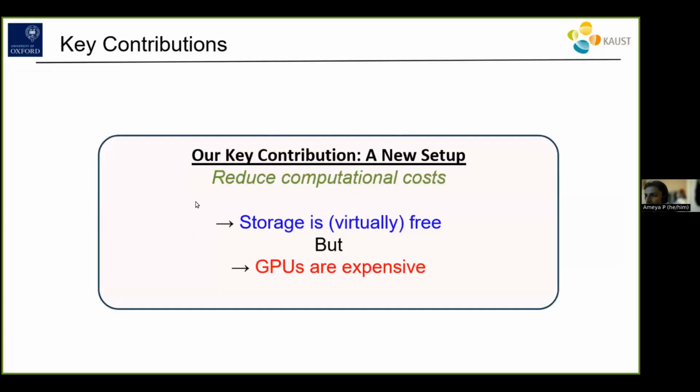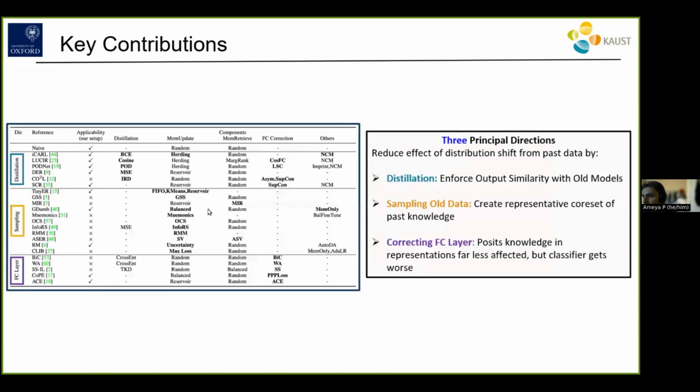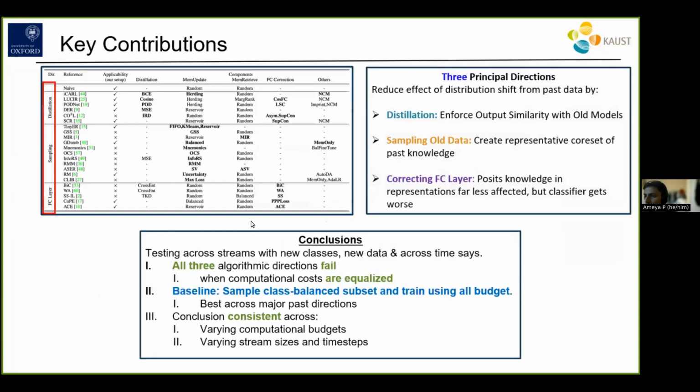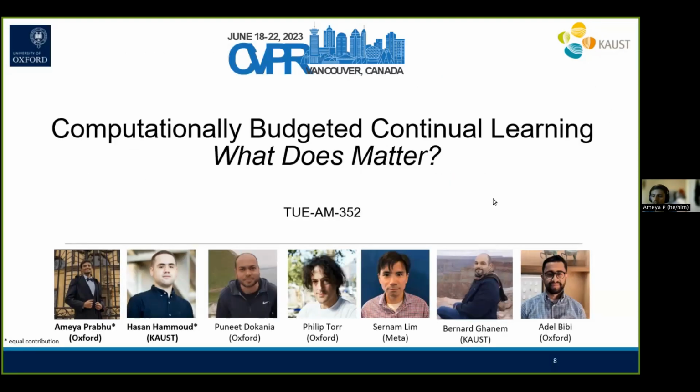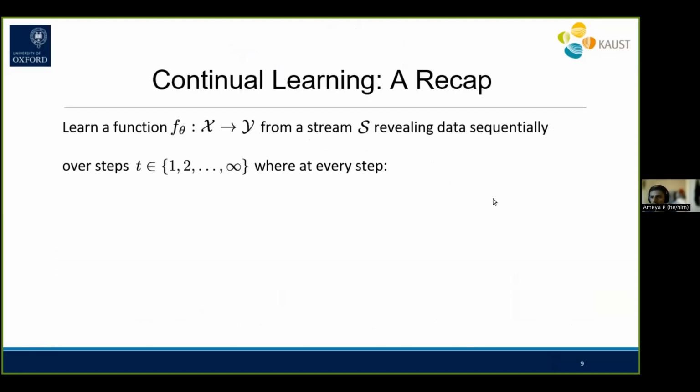Hence, we address a new setup where our goal is to reduce computational costs with no restrictions on storage. We analyze past three directions taken in continual learning: distillation, sampling, and FC layer corrections, and benchmark them on our new setup. We find that all three directions fail when computational costs are equalized. The best thing to do is to simply take a balanced subset of data and train using all the computational budget. Now we discuss our work in greater detail.